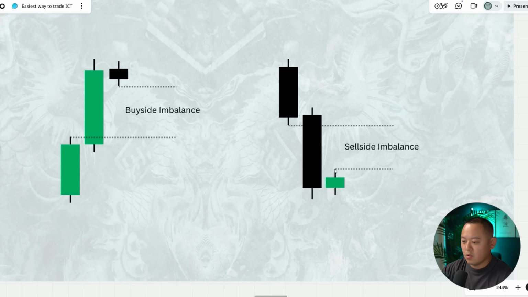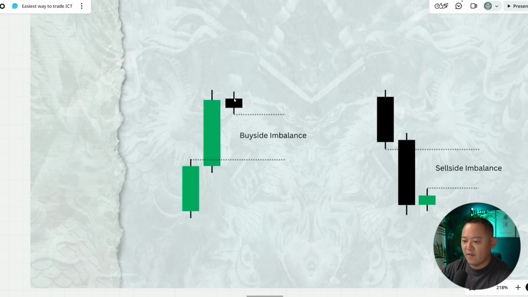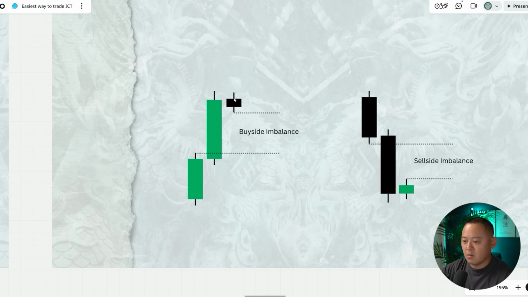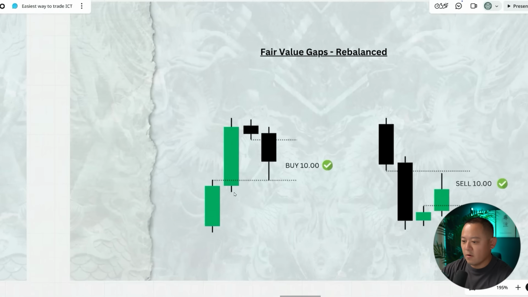And this will only occur after candle 3 closes. So we don't have a fair value gap until this third candle closes. If you guys are seeing price action right now and you're looking at this, the fair value gap does not get created until this candle closes. Likewise, it doesn't get created as long as this candle is still going. So when this candle closes, then we get the fair value gap. What we're looking for is a rebalance.